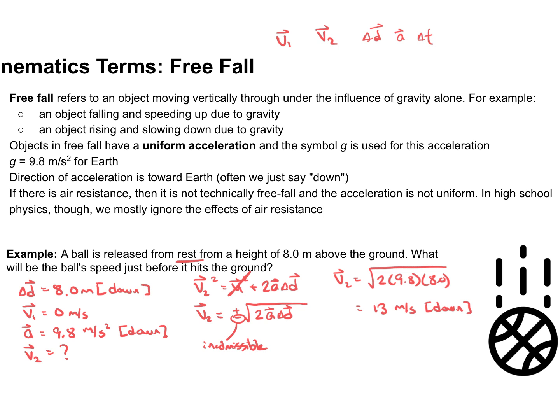Now, this question asked me for speed and not velocity. So technically, I'll just write that in the sentence here. The speed is a scalar, it does not have a direction. It's instantaneous speed. The magnitude is going to be the same as the instantaneous velocity. It's still going that fast, 13 meters per second. You just don't write the direction when you're asked for the speed.